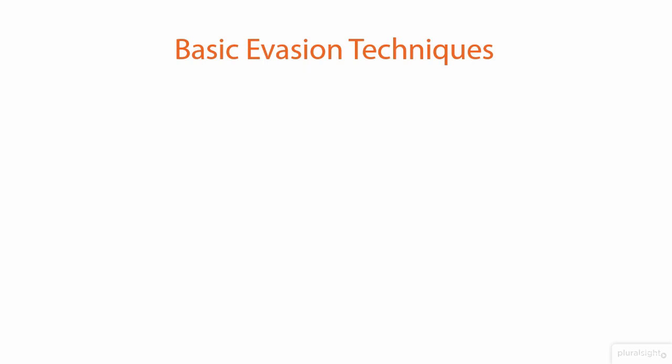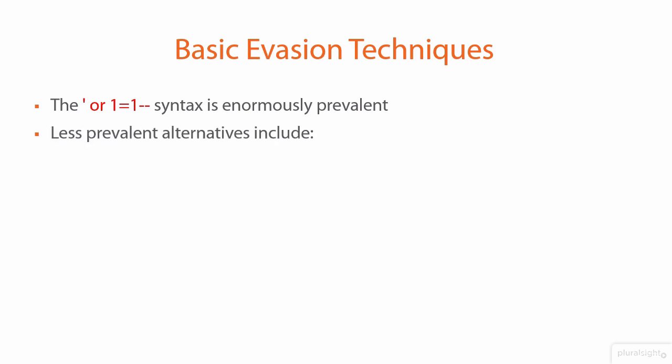Let's start with something really straightforward. We know that this syntax is enormously prevalent. So remember, this was the tautology, closing off a string and then using a statement that's always true. So the 1 equals 1 syntax is enormously prevalent. Now, there are some less prevalent alternatives that mean the same thing.